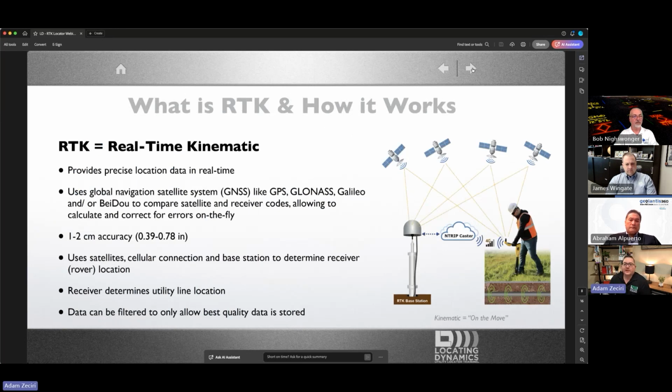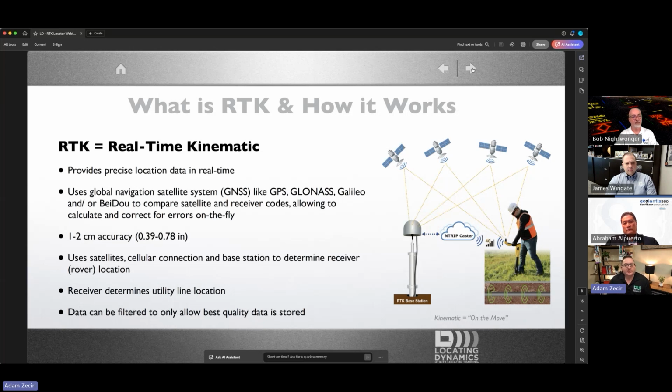So what is RTK? In the utility space, we know there's a lot of different acronyms out there. So what does RTK mean? Well, it means real-time kinematic. And simply, kinematic, you can think of it in terms of you're on the move. So wherever you are on Earth, they're correcting for that movement.